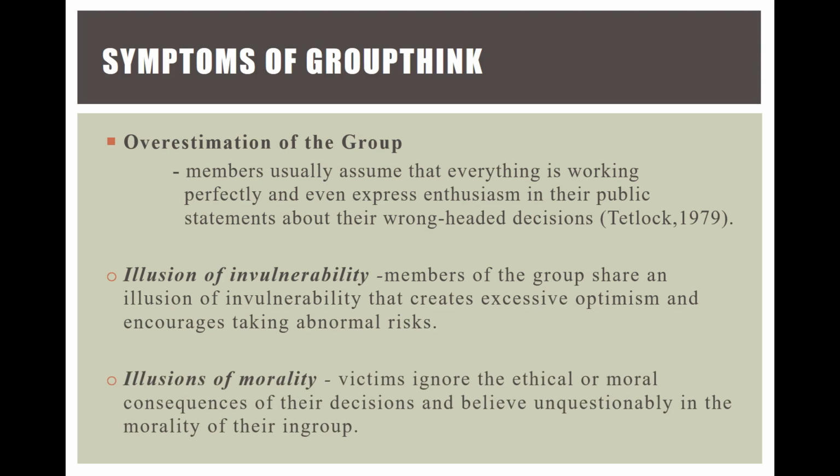The second one is illusions of morality. This is where victims ignore the ethical or moral consequences of their decisions and believe unquestionably in the morality of their group. Groups are actually capable of reaching high levels of moral thought, but this capability is not realized during groupthink because groups stick to believing in the inherent morality of their group and whatever their decisions are.